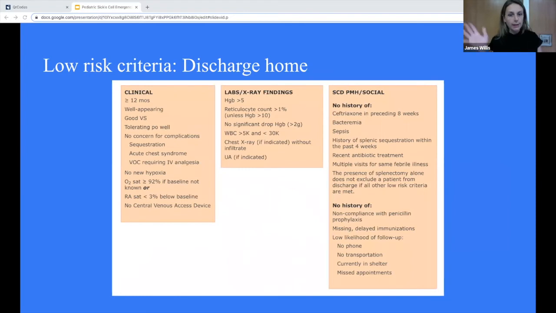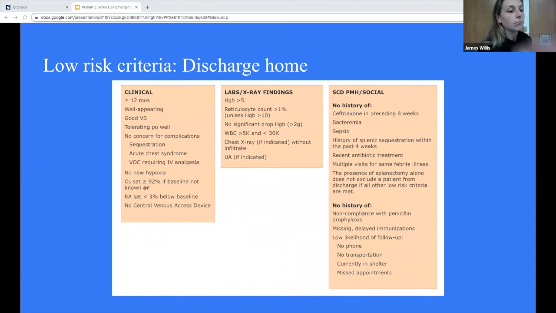So for low risk, high risk criteria, if kids are less than 2, if they've had bacteremia in the past, it's an extensive list, but it's self-explanatory. So if they've had bacteremia in the past, sepsis, history of splenic sequestration, they should be admitted. If you're going to discharge them, you want to make sure that they have reliable follow-up. You want to make sure that they have a hematologist that they can follow up with. You have a good phone number for them. They're able to get to clinic or to the hospital the next day for the second dose of antibiotics.